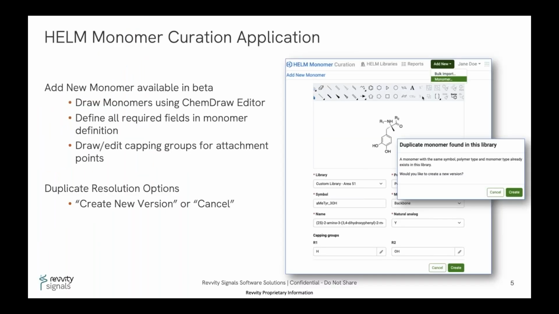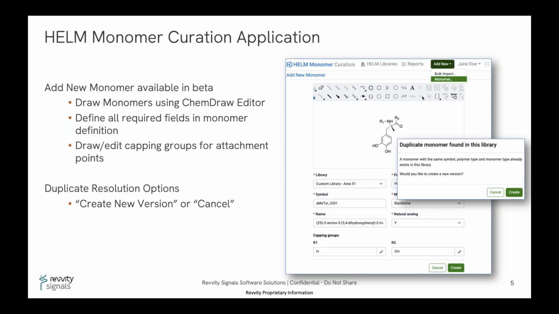So first things first, we have a big push for our Helm module. One of the things that was recently released is the Helm monomer curation app. This is actually available in beta, and it's a brand new monomer curation tool where you can draw monomers using the ChemDraw editor. You can define all of those fields. You can draw or edit those capping groups for the attachment points. And there's a lot of really great duplicate resolution options. If you haven't checked it out, I would encourage you to do so.